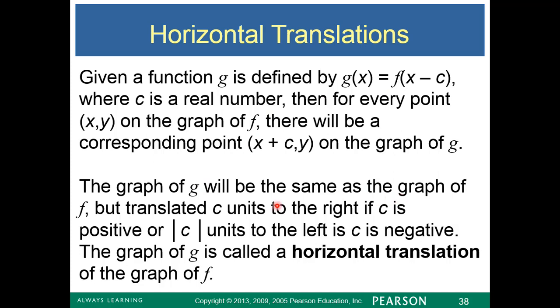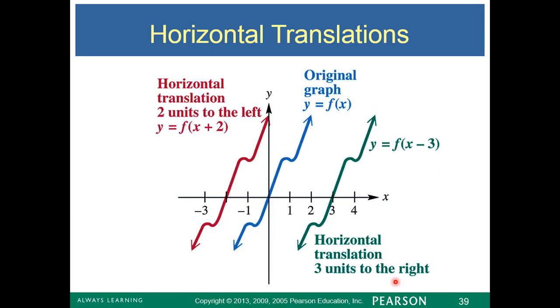Okay, and let's see here. And this one says the graph of g will be the same as the graph of f, but translated c units to the right if c is positive, or c units to the left if c is negative. And this is what we call a horizontal translation. So if you're adding or subtracting outside the function, then you're looking at a vertical translation. If you're adding or subtracting inside the function, then you're looking at a horizontal translation.